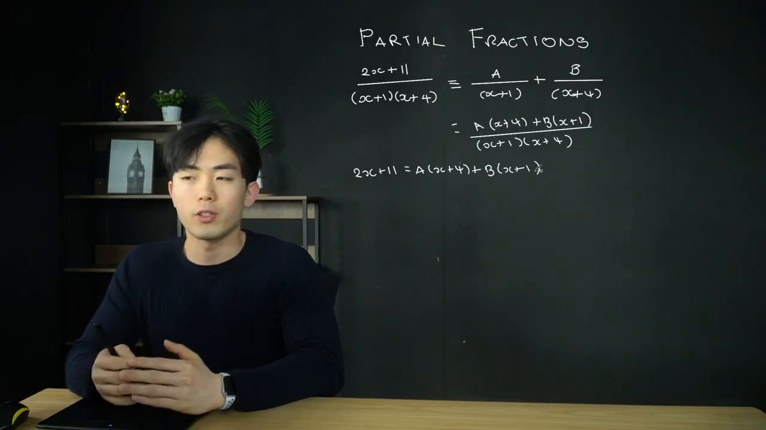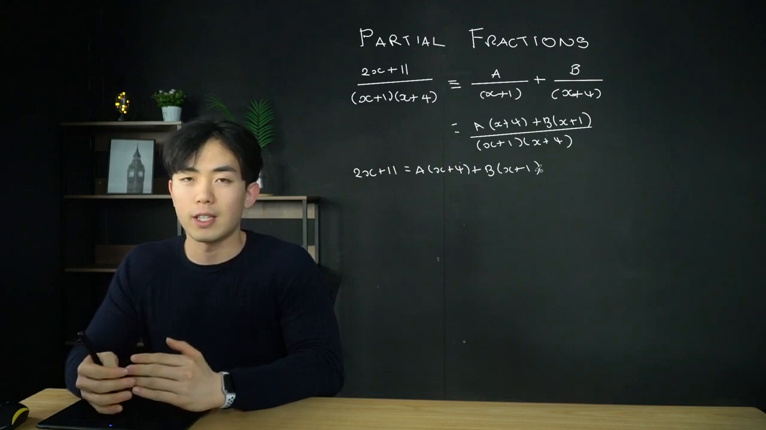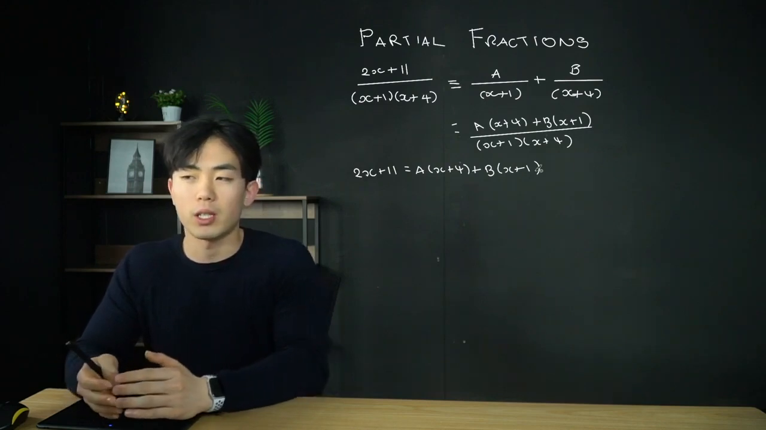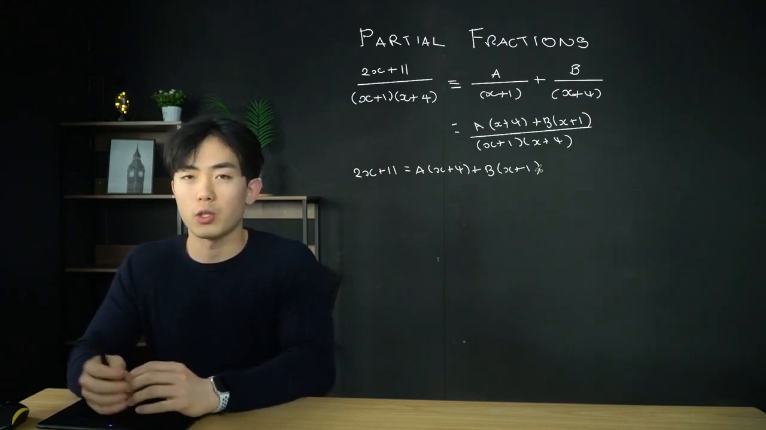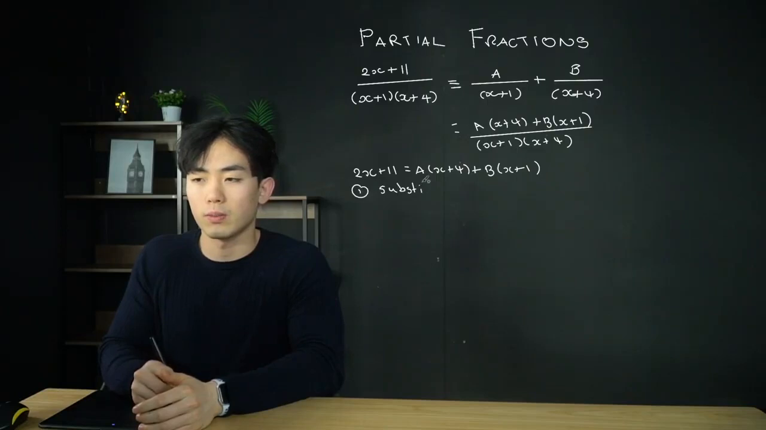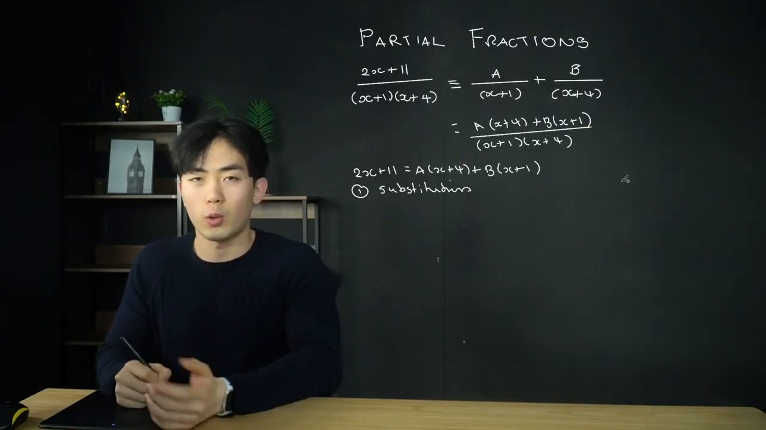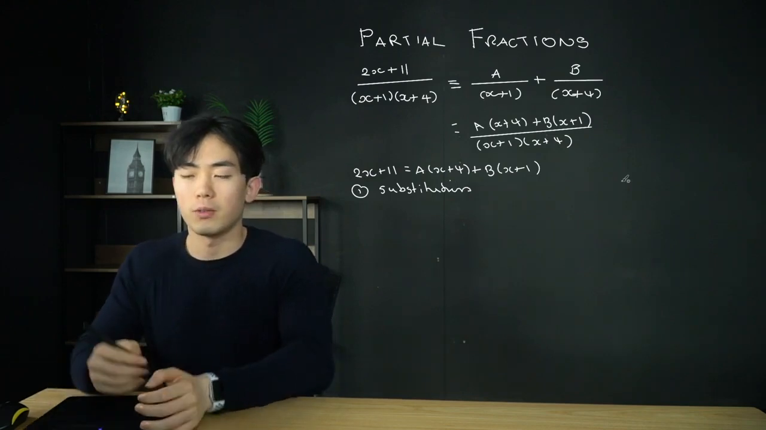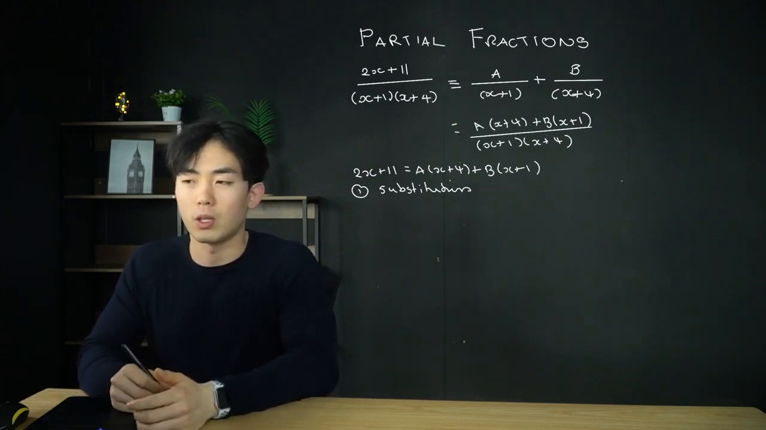Our next goal is just to find what our a and b values are. These a and b values will be constants, so we just have to find them. And as we said before, there's two ways of doing it. Number one, we can use substitution, or number two, we're going to equate coefficients. So I'm going to use substitution first just to show how this method works.